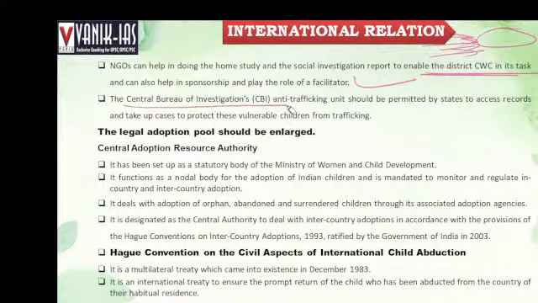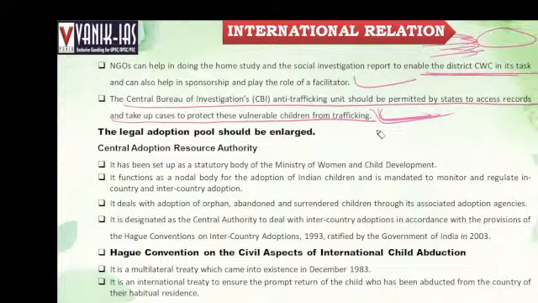The Central Bureau of Investigation has an anti-trafficking unit permitted by the states to access records and take up cases, to protect these vulnerable children from trafficking. The trafficking issue must be dealt with by the CBI and other law enforcement agencies so that it can be reduced, because these children are used in various criminal activities. Trafficking robs the childhood of a child, and it also creates further problems because they are drawn into criminal activities. The legal adoption pool should be enlarged.